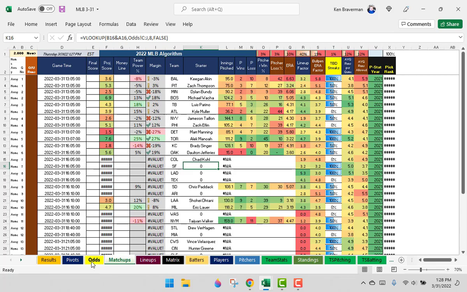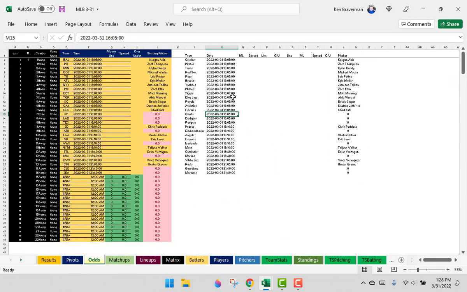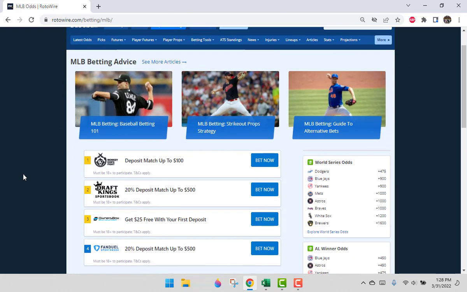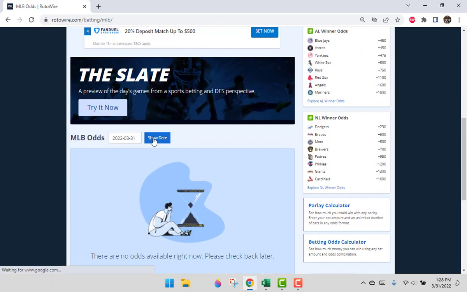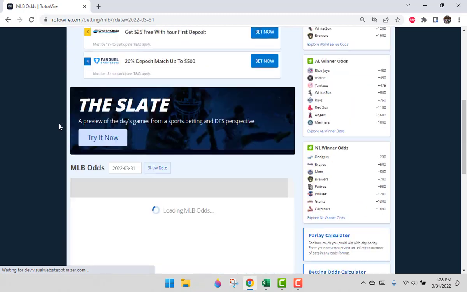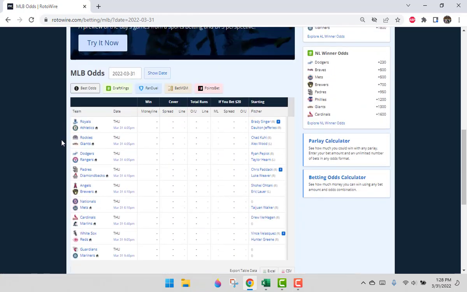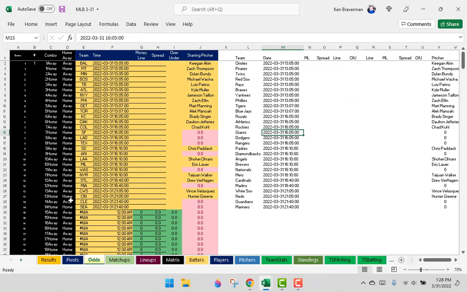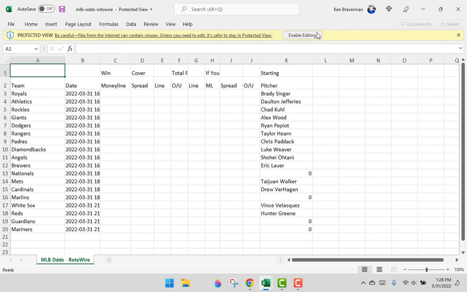Well, I have done some changes to the odds sheet. So first of all, in conjunction with RotoWire, you got to have a subscription to RotoWire. When I say you gotta, I don't actually mean you gotta, because you don't gotta to get the lines here. You can download this for free, I believe. So you don't need it for that, but you do need it for other stats that you're going to need for the rest of the year.